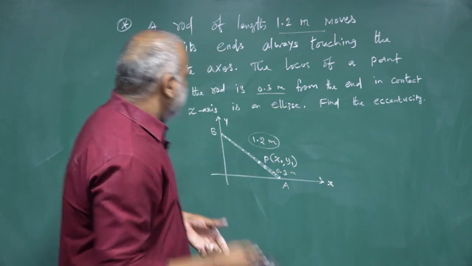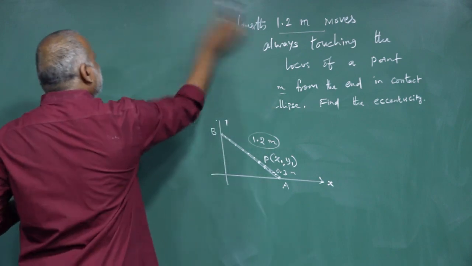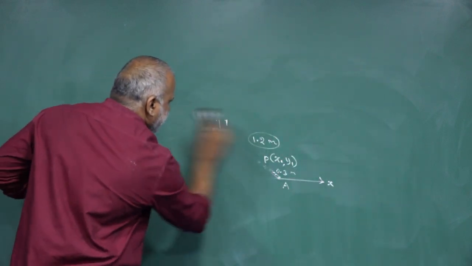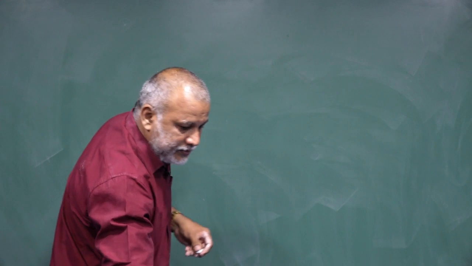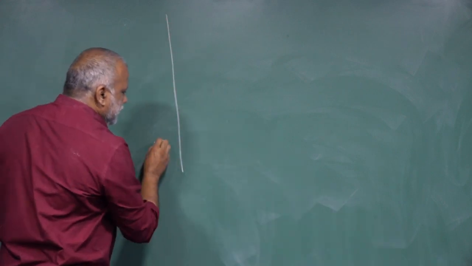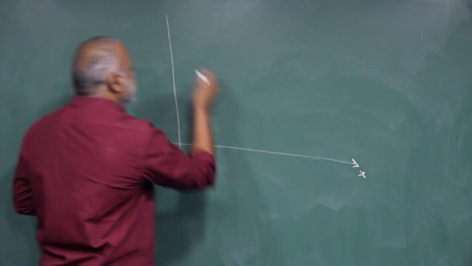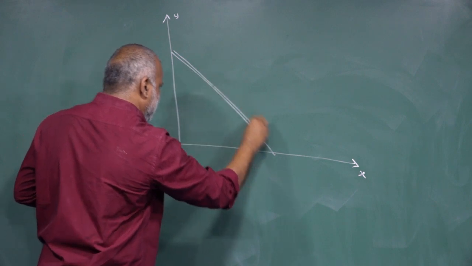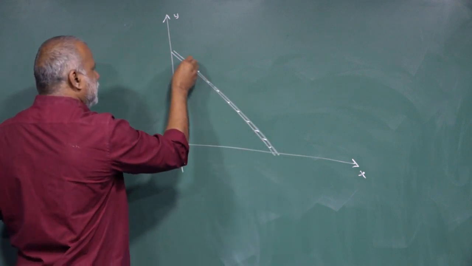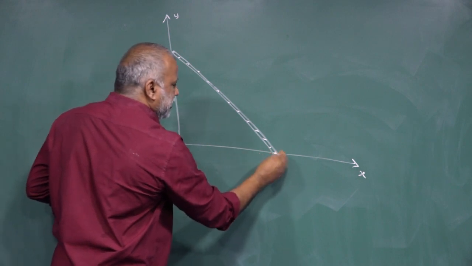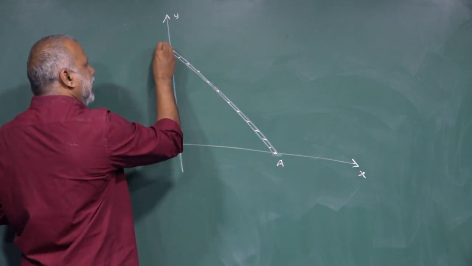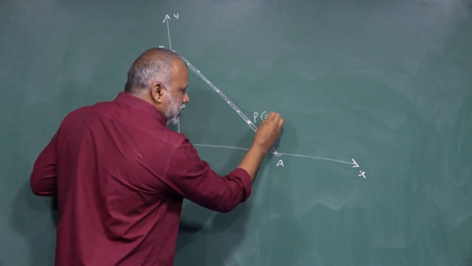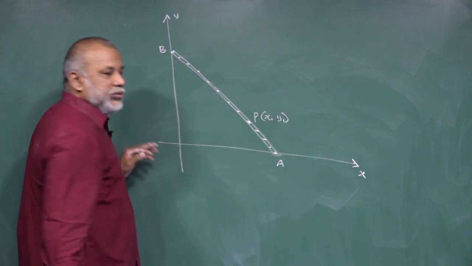Listen, I am taking this diagram once more with more explanation, because I need a clearer diagram. See, there is an x-axis and y-axis, and a rod of length 1.2 meter, with the ends A and B touching the coordinate axes. Consider a point P of x1, y1.